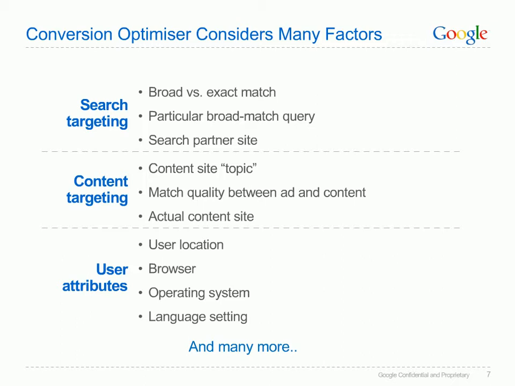Let's say the ad for Google T-shirts showed up on one of our search partners and was more likely to convert on that site than on Google search. Well, Conversion Optimiser can see this and increase the bid on the keyword as a result of that.